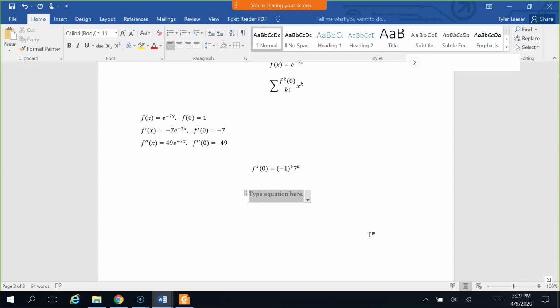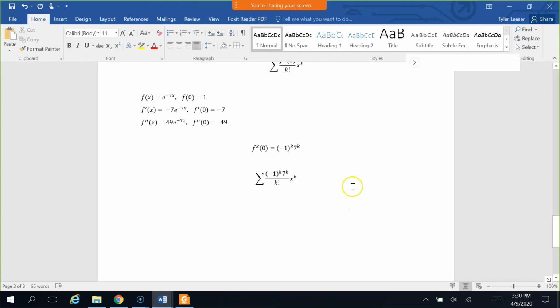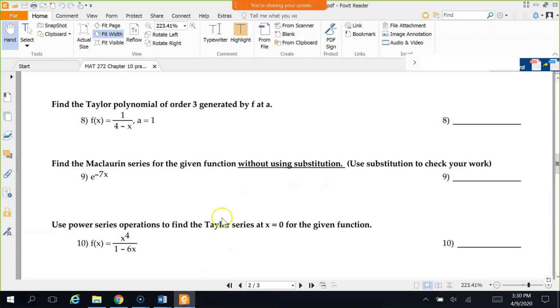Alright, and then that's pretty much all you have to do. Now you just plug that into the formula. So this says that my Maclaurin series is going to be the kth derivative at 0, which is this, negative 1 to the k, 7 to the k, divided by that k factorial times x to the k. If all they're asking you to do is to find the Maclaurin series, that is the Maclaurin series. You can't simplify that down anymore.